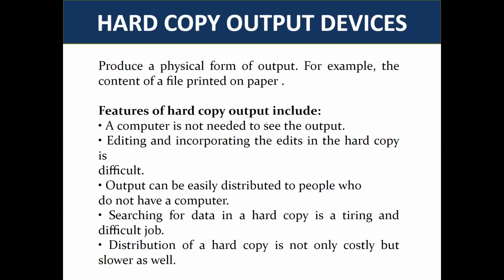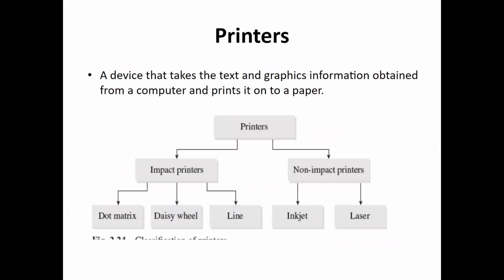And also, distribution of hard copy is not only costly, but also slower in comparison to the soft copy. See, what happens in soft copy is that it is not that costly because we can show it to everyone. Now in this case, we need to give different copies to everybody, so it is costly, that's why.